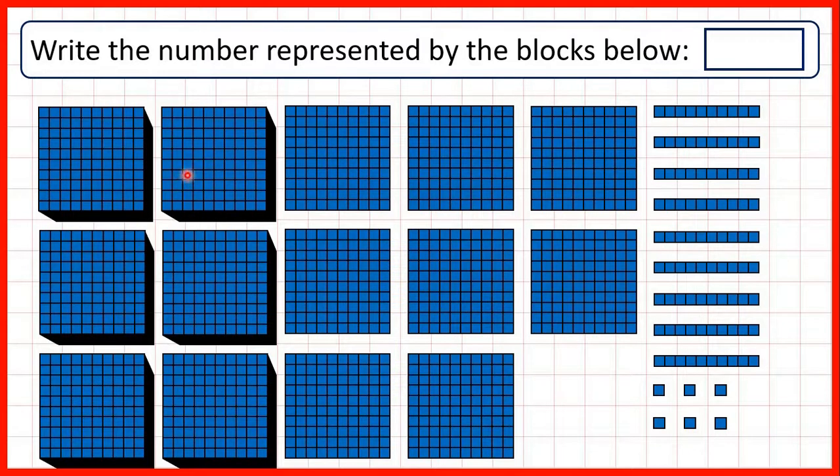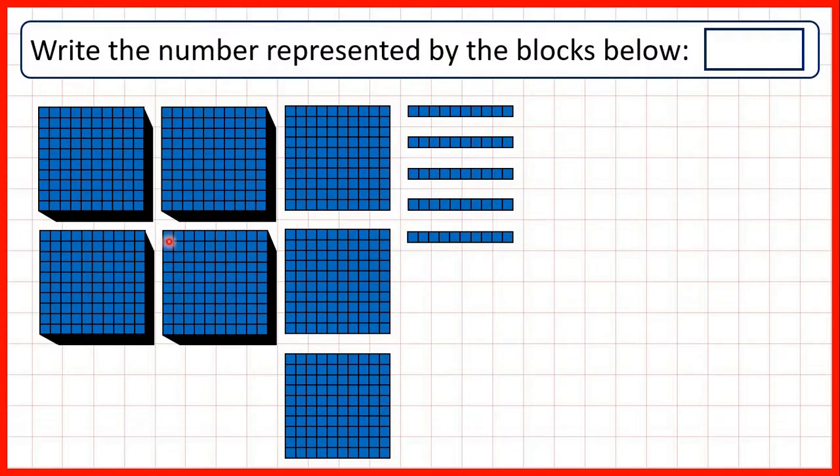So to write our number, we can count how many of each block we have. Here we have 6 thousands, we have 8 hundreds, we have 9 tens, and we have 6 ones. So we have the number 6,896.